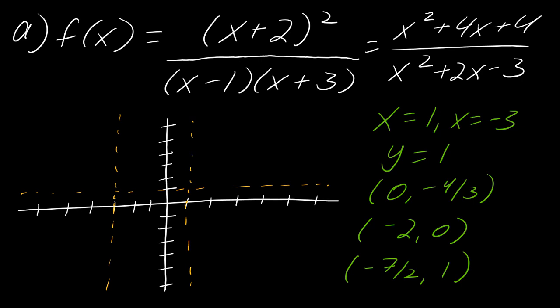And then I'm going to mark my intercepts. So I have 0, -4/3. So that'll be somewhere around here. -2, 0 right here. And then I also have this -7/2, which is equivalent to -3.5 and 1. So let's see, -3.5 and 1 is right here. So let me clear some space now and let's see if we can finish this.